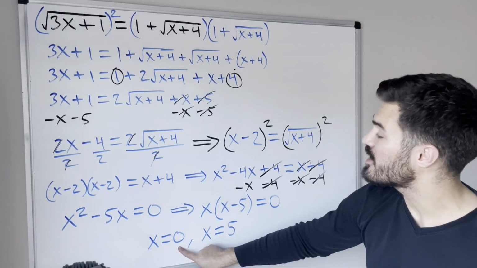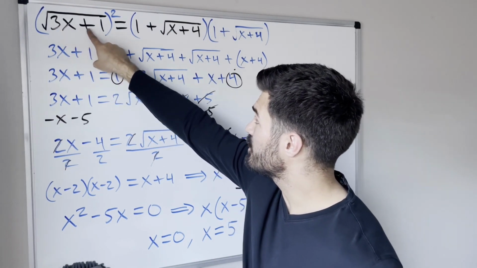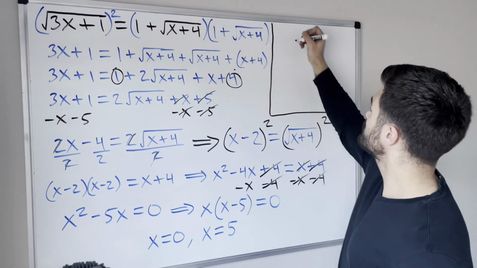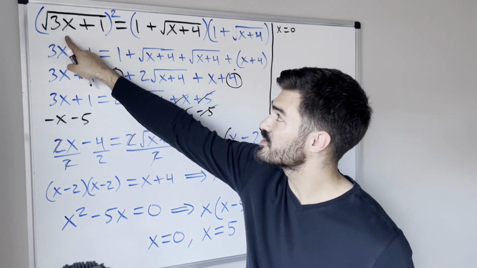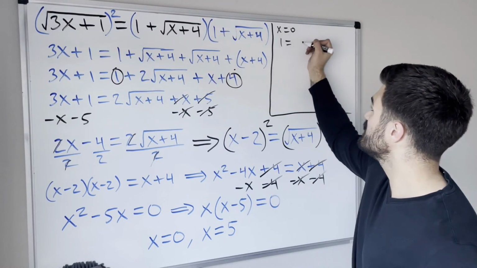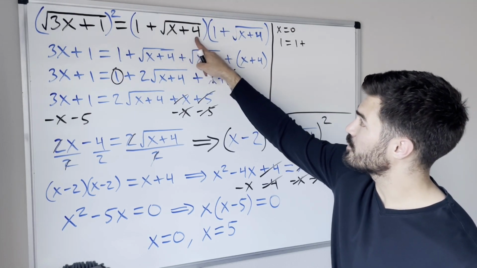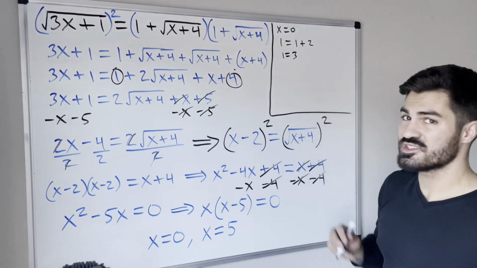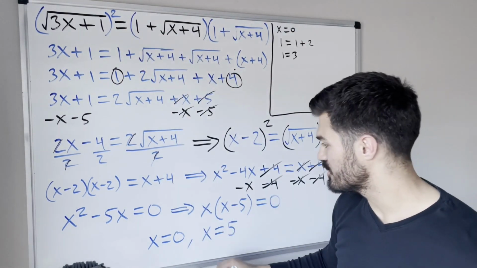Let's try 0. What happens in this original equation? So maybe I should keep track of this. Let's check x equals 0. On the left-hand side, we get 3 times 0, that is 0, plus 1, that is 1. The square root of 1 is 1. So we get 1 equals 1 plus the square root of 0 plus 4, which is 4. Square root of 4 is 2. So we get 1 equals 3, which is nonsense, right? So 0 does not work in the original equation. It does not satisfy the original equation, so that's no good.